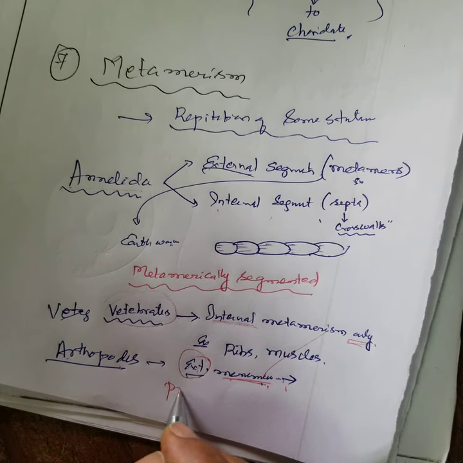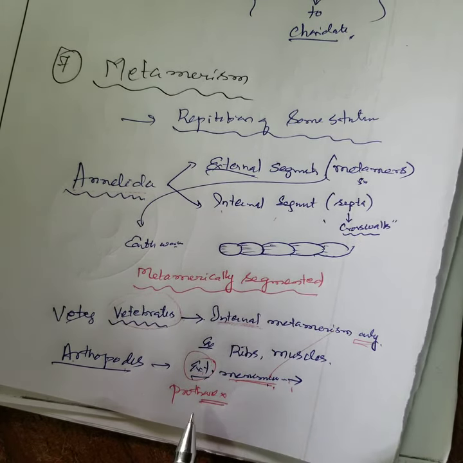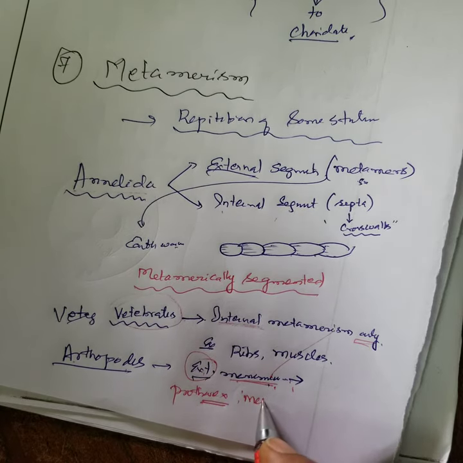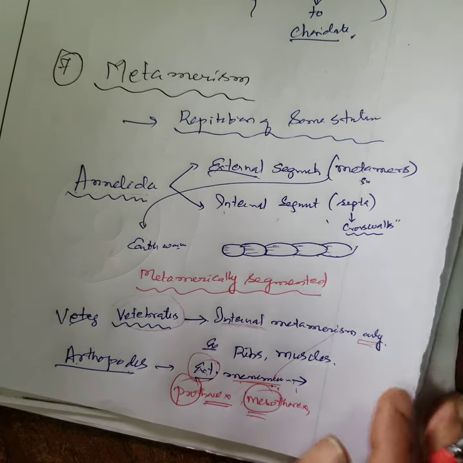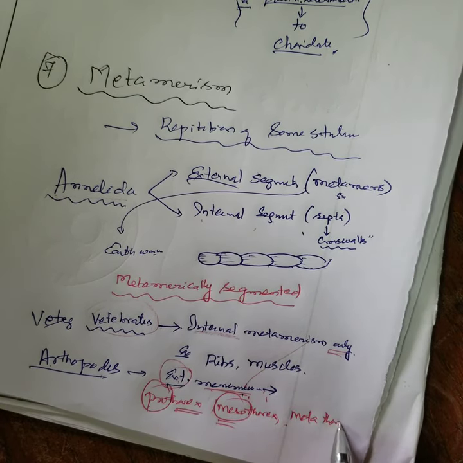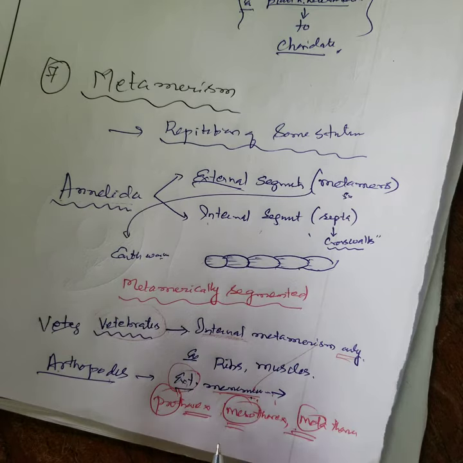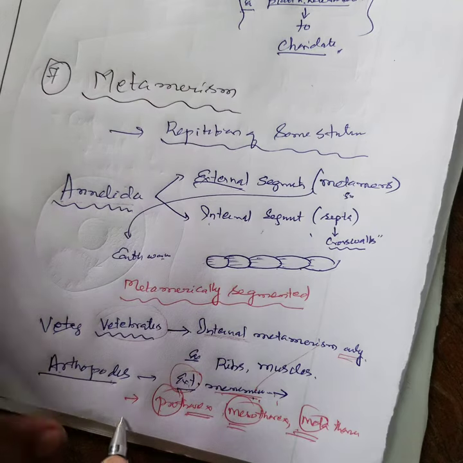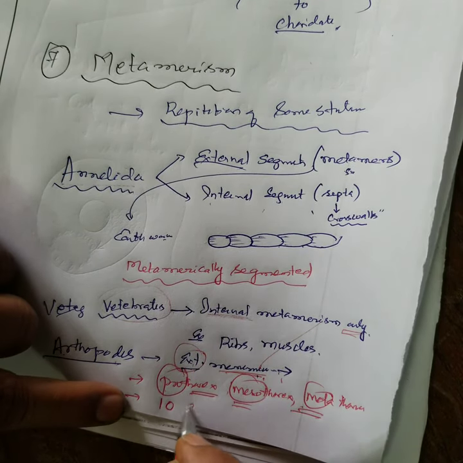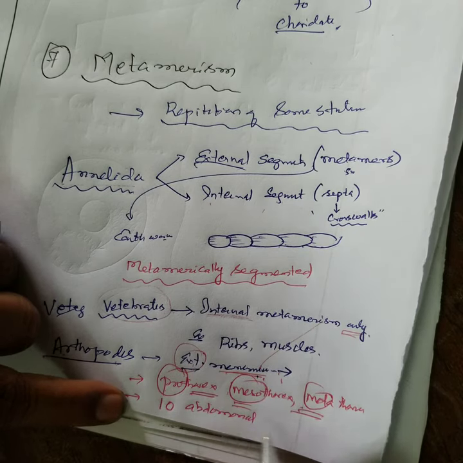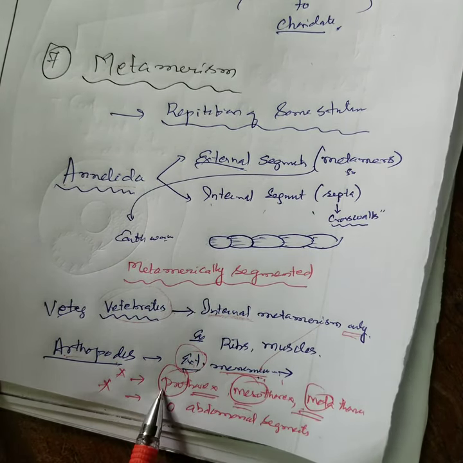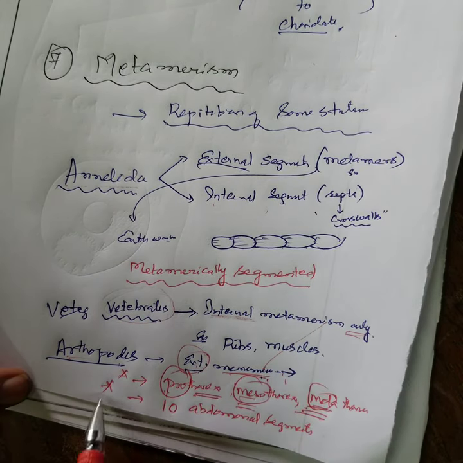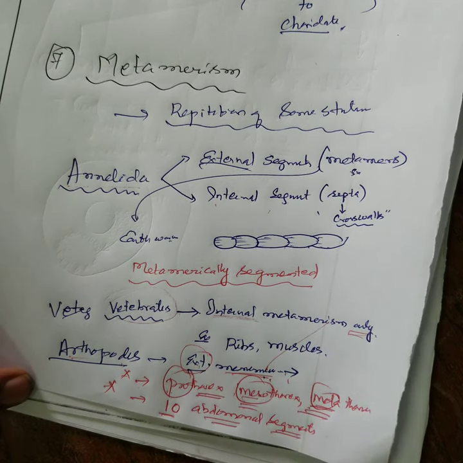Okay, prothorax, I don't know much about the spelling of that. Prothorax, I think that is the correct thing. Mesothorax, metathorax. These three you remember, right? Not only that, another important thing is 10 abdominal segments are visible. This is an important point for arthropods. Prothorax, mesothorax, metathorax. Then for arthropods there are 10 abdominal segments visible.